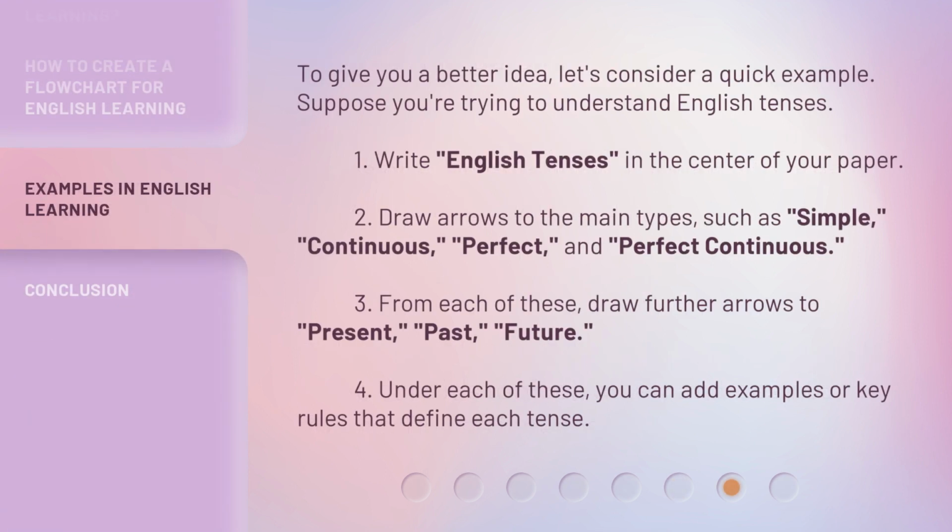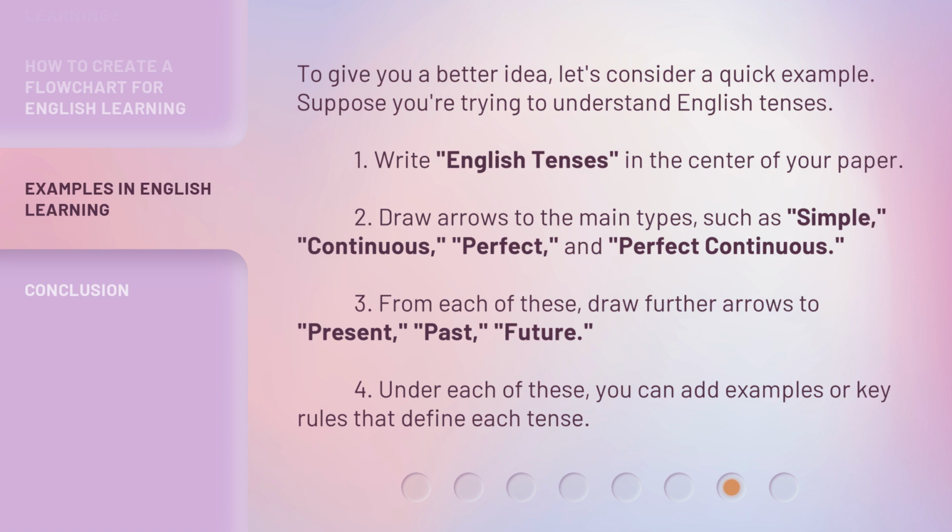To give you a better idea, let's consider a quick example. Suppose you're trying to understand English tenses. 1. Write English tenses in the center of your paper. 2. Draw arrows to the main types, such as simple, continuous, perfect, and perfect continuous.